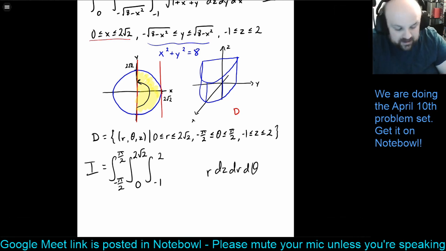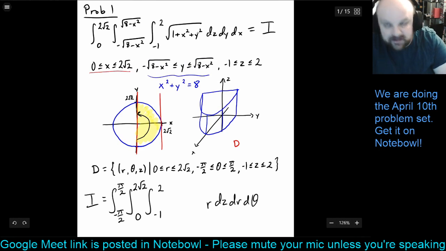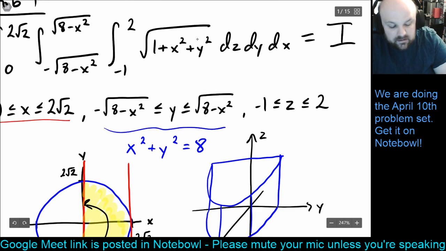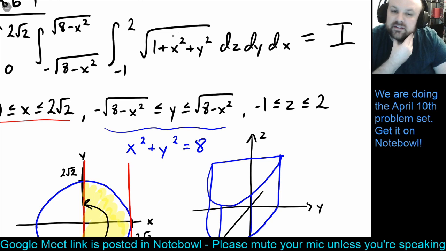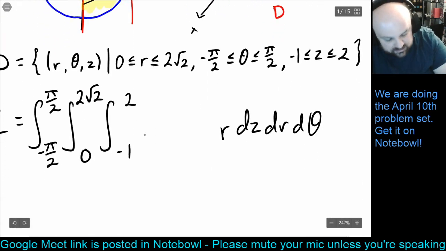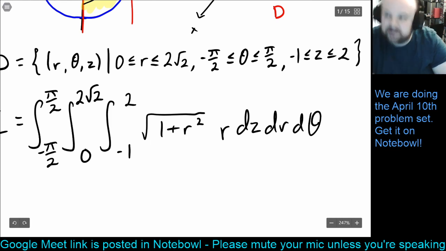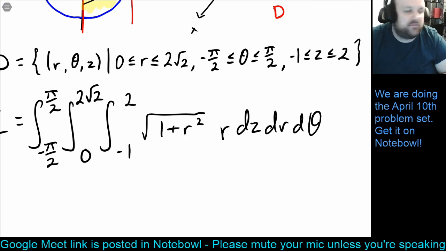Now, what does this thing in the integrand become up here? Well, we would convert this in the exact same way we convert things to polar coordinates. So x squared plus y squared is r squared. So this turns into square root of 1 plus r squared. This should look very familiar.